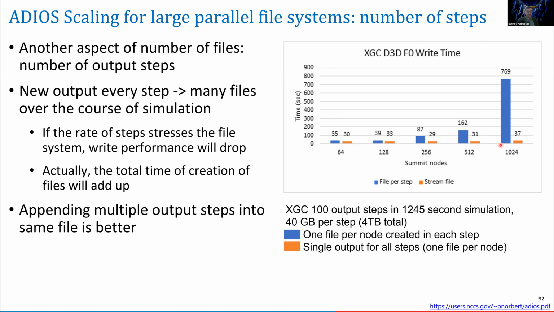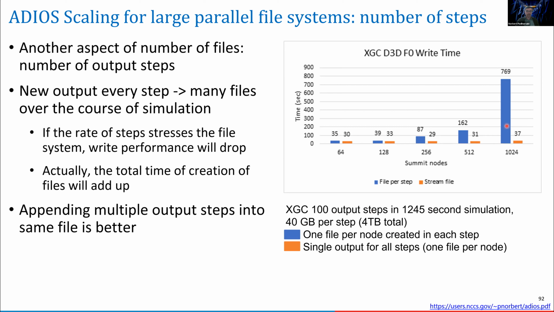So things break down at scale, even though we use proper aggregation, which is good I/O if you have a lot of data and you want to write out at once. But here we have like 40 gigabytes of data every step, and writing 100 steps over a 20-minute simulation takes a lot of time just to create the files.